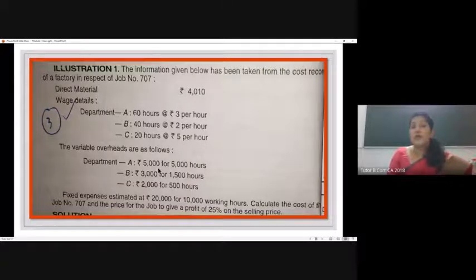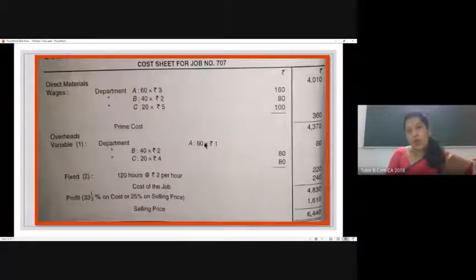So what we will do, we'll compute the per hour rate. Listen to me very carefully. We'll compute the per hour rate for department A with respect to variable overhead. And per hour rate computation is very easy because it's just total divided by number of hours. So it would be 5,000 divided by 5,000. Per hour rate would be 1. So we know that department A has worked for 60 hours, right? So 60 into 1.